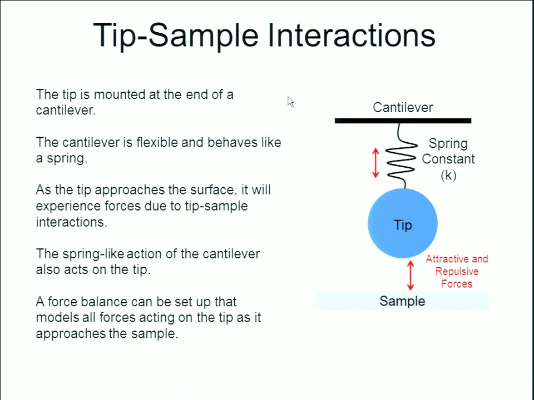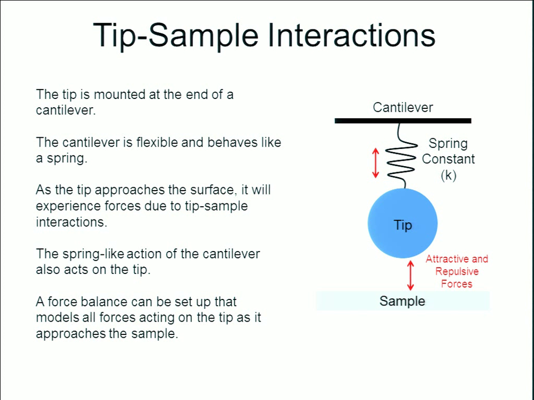Again, this is kind of how we come up with that Lennard-Jones potential model. We imagine the tip mounted at the end of a cantilever. Since a cantilever is a bit like a small diving board, it's flexible, we can say that it behaves as a spring with a certain spring constant. And as that tip approaches the surface, it'll feel some type of force due to that tip-sample interaction. But of course, that spring force, we can also imagine is working on the tip.